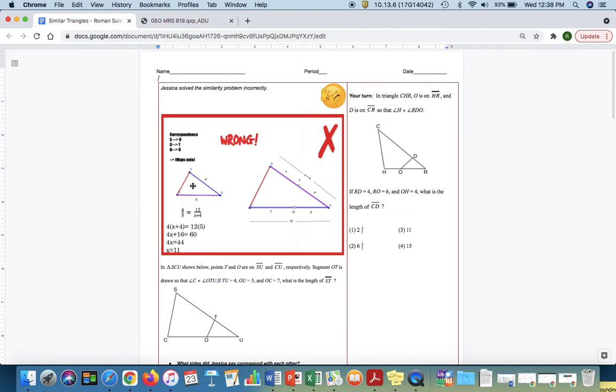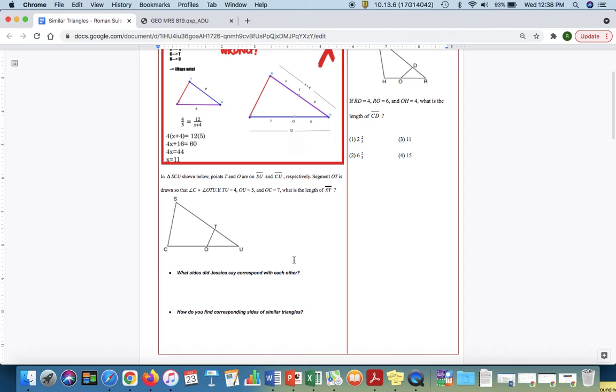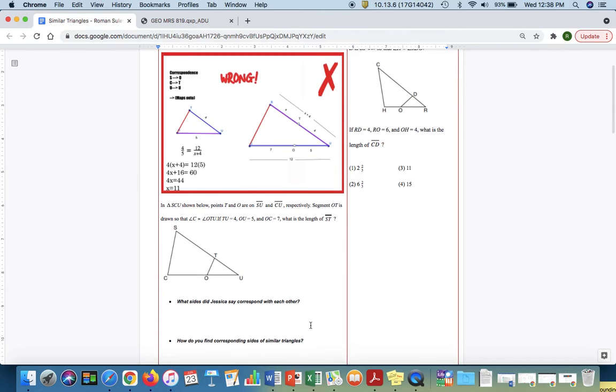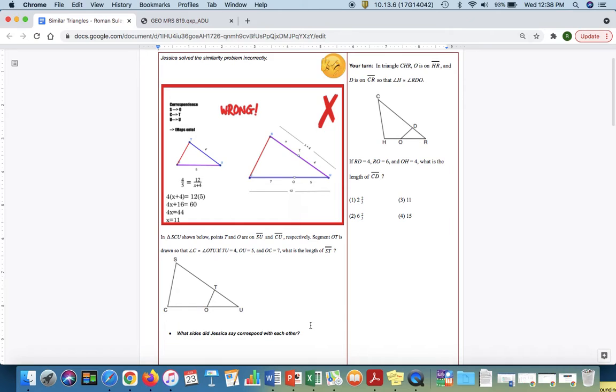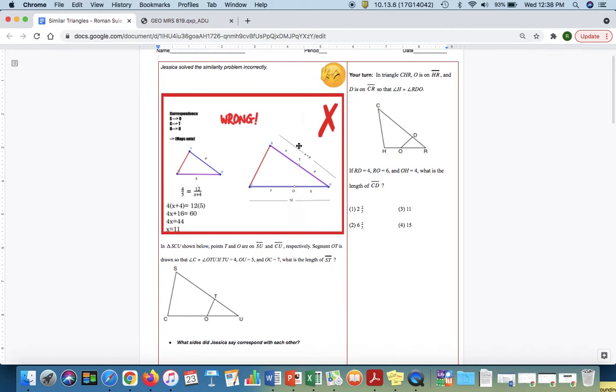So as we go back here, right, we have a few prompts for students to think about, really guiding them through the error analysis here, right? So in my sample, I chose what sides did Jessica say correspond with each other? And then how do you find corresponding sides of similar triangles? So two questions that really allow students to think through the question. And this is something that you might want to collaborate with a colleague on to really hone in on what questions make the most sense for the standard and topic that you are going over.